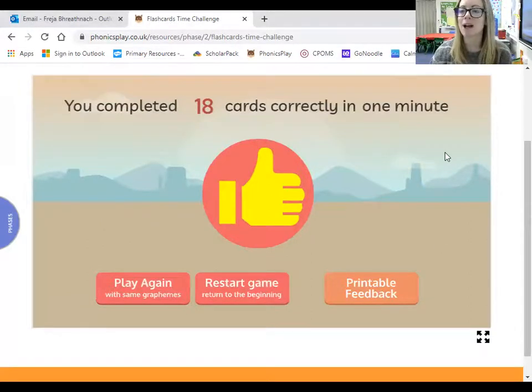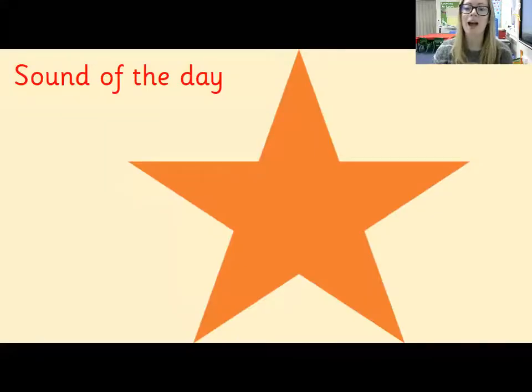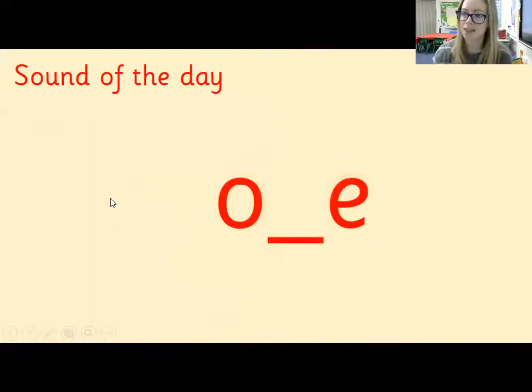Okay, so we are now going to think about another split digraph today. The split digraph we're thinking about today is this one here. If you remember from yesterday, a split digraph is a digraph that's been separated by putting a letter in the middle. And this one here is O. When we see these two letters together without a letter in between them, we still say O, don't we? We've learned that sound already. So we need to remember that if they are separated by a letter, we still say this O sound.